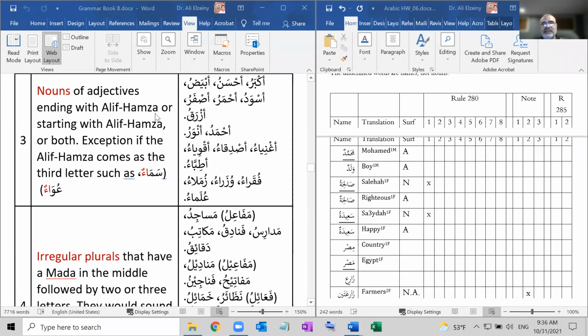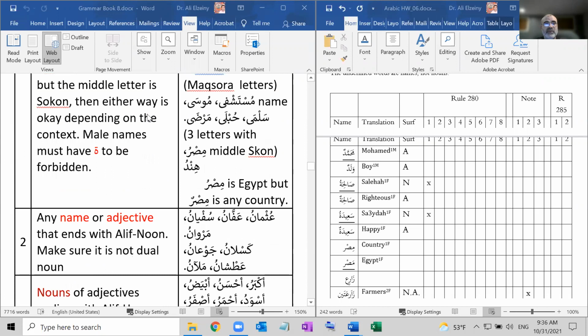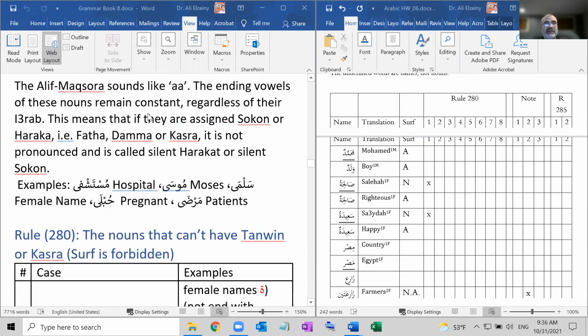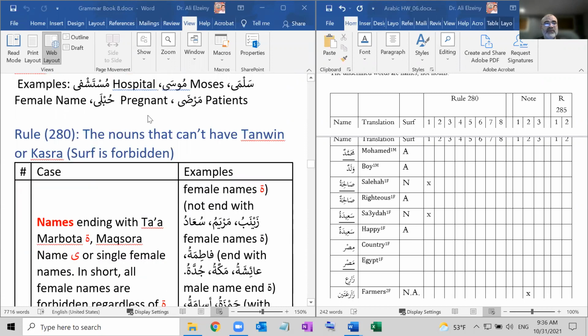This is Dr. Ali Zaini teaching the Arabic class, and today our focus is going to be on homework number 6. Homework number 6 is related to rule 280, and also we will be using rule 250 as well.